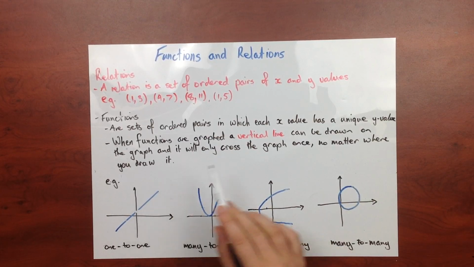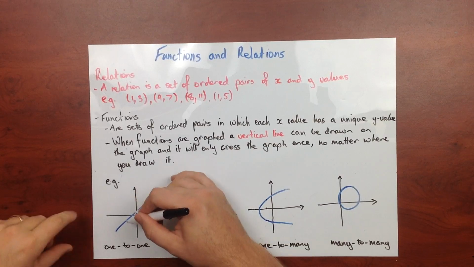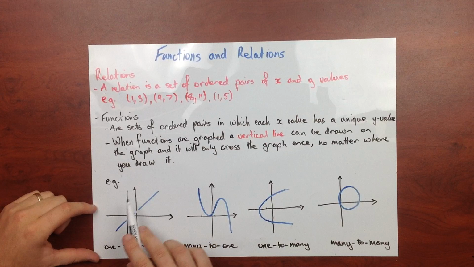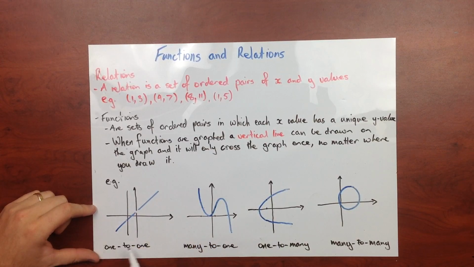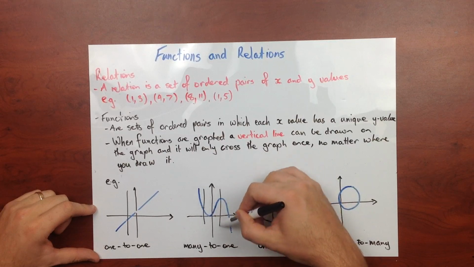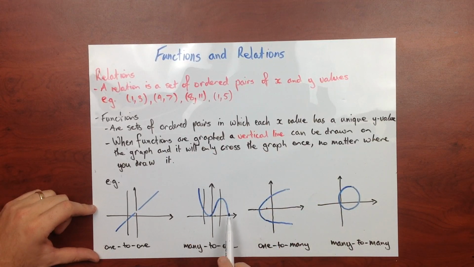Now if we look at our vertical line, that means I can draw a vertical line on this one, and it doesn't matter where I draw it, I'm only going to cross the graph once, so that's going to be a function. Same with this. Doesn't matter where I draw my vertical line, I'm only going to cross the graph once, so that would also be a function.